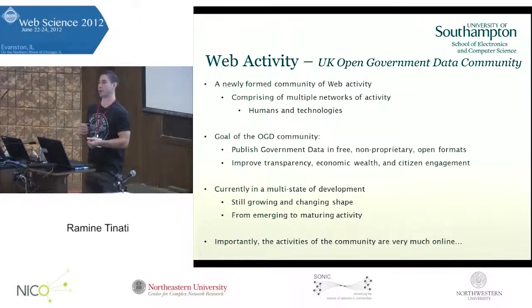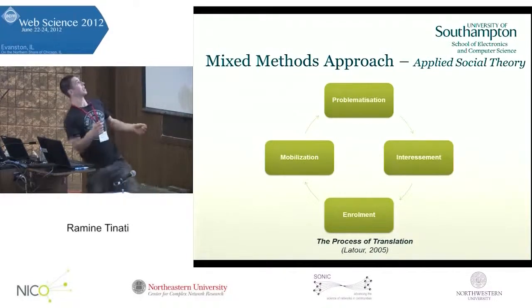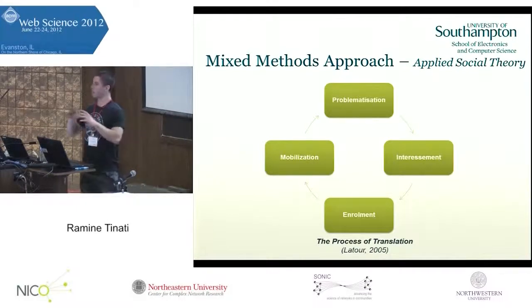And importantly, one of the characteristics that I found through doing some of the research on this is that the community is very much online and offline, so we can get a good feel of how the online and offline help feed each other. So when I talked about the applied social theory, what this means is we need something that can understand the web as this emerging phenomenon. We need something that can break down and understand how the web is emerging, how these networks are forming and how they're growing and changing.